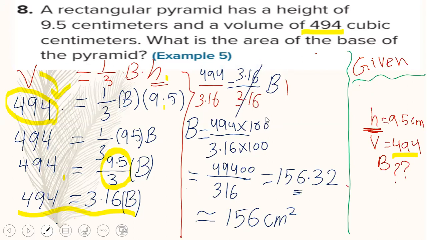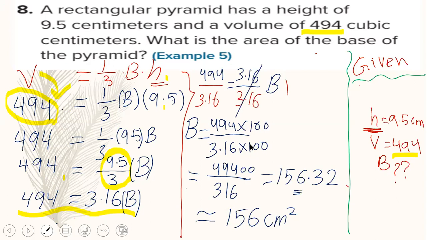We'll divide both sides by 3.16. 3.16 by 3.16 equals 1, and b equals 494 over 3.16, which we have to divide. By dividing by a decimal, we need to convert it into a whole number first. This is a 2-digit decimal, so we need to multiply by 100 to get rid of the decimal point. Similarly, multiply the numerator by 100.